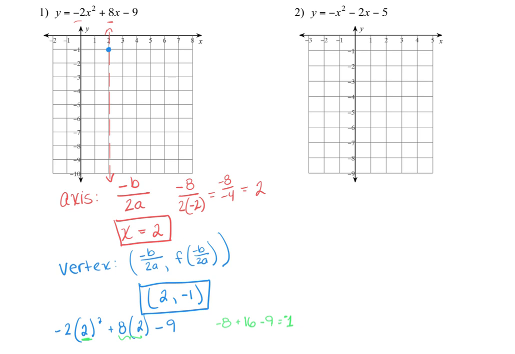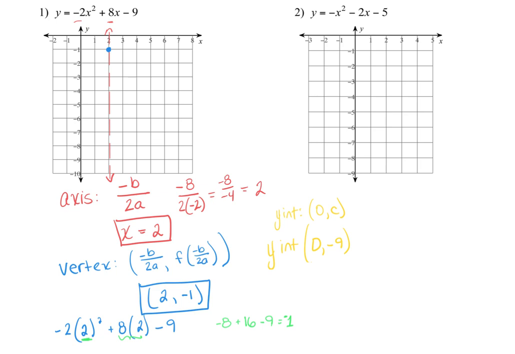The last thing my instructions tell me to find is my y-intercept. Well, y-intercept is actually really easy to find. For y-intercept, you are going to just use your c value. Remember, when it's in standard form, your y-intercept is always going to be your c. In this case, my c is negative 9. So my y-intercept is going to be 0, negative 9. So when it's in standard form, your y-intercept is just 0, c. In this case, 0, negative 9.